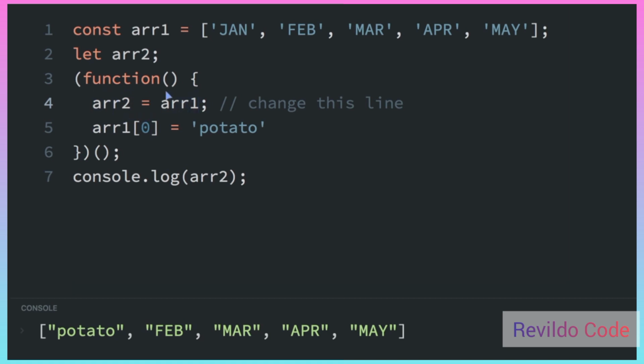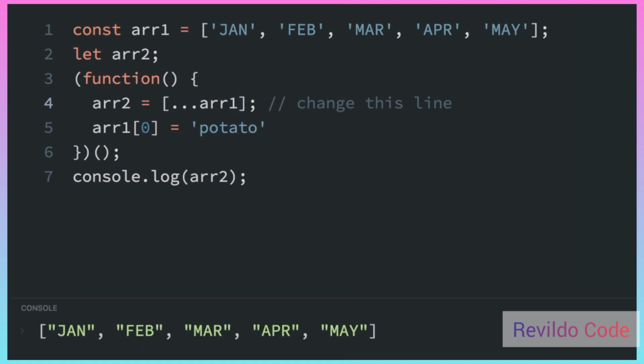But what if we want array 2 to be a copy of array 1? We can use the spread operator. Now, we can't just use the spread operator like this. That's not going to work. But if we put this inside brackets, which is an array, it will spread out the contents of array 1 into this new array. So we're not making array 2 equal array 1. We are making array 2 equal all of the contents of array 1, so they'll be different.